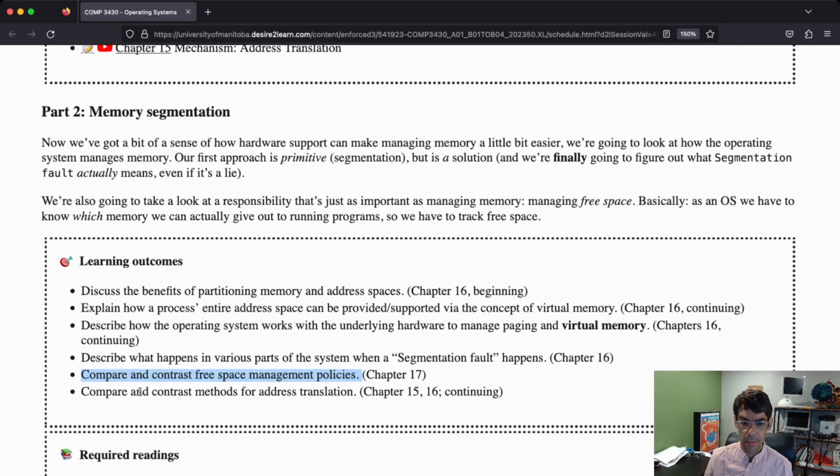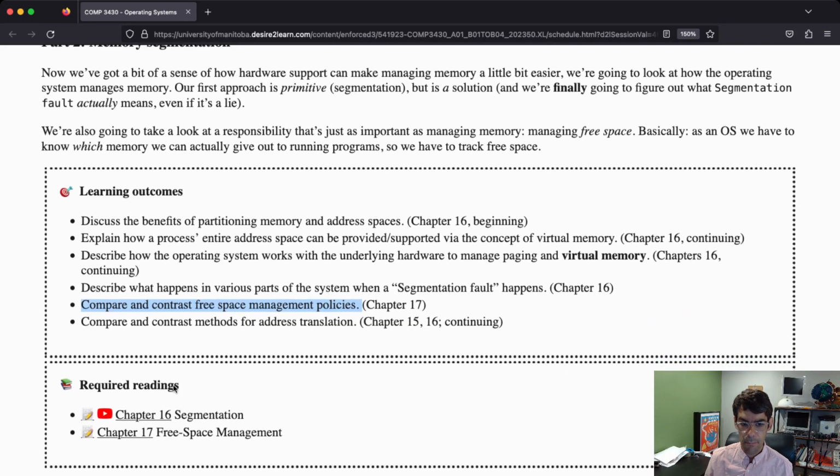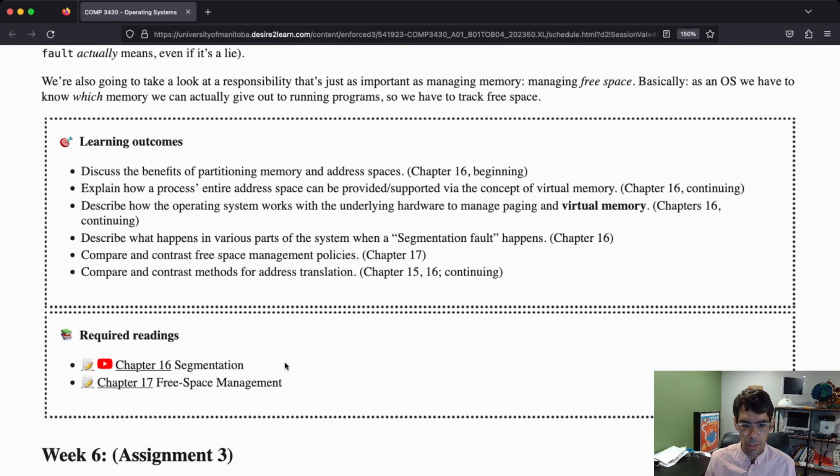Compare and contrast methods for address translations. This is coming from chapter 15 for base and bounds, 16 for segmentation, and we're continuing this because at this point, you should be able to compare segmentation and base and bounds. So why have we moved from base and bounds to segmentation? What are the limitations of it? How is it similar to segmentation?